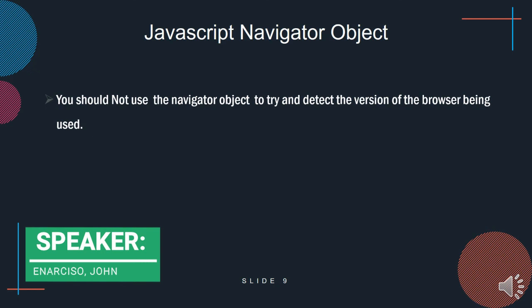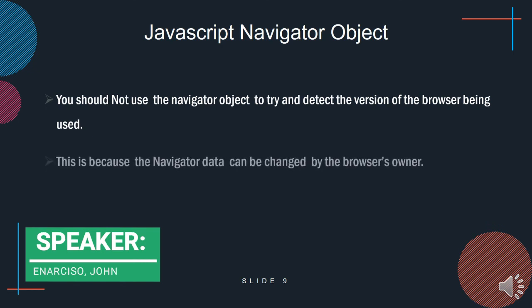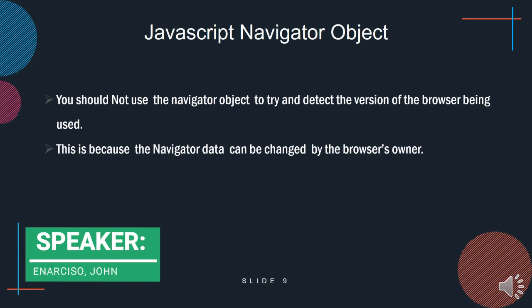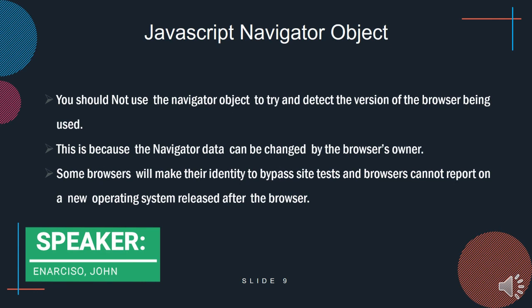You should not use the navigator object to try and detect the version of the browser being used. This is because the navigator data can be changed by the browser's owner. Some browsers will fake their identity to bypass site tests, and a browser cannot report on a new operating system released after the browser.